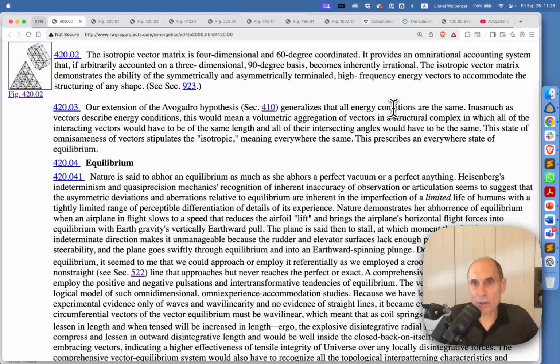3. Our extension of the Avogadro hypothesis generalizes that all energy conditions are the same. Inasmuch as vectors describe energy conditions, this would mean a volumetric aggregation of vectors in a structural complex in which all of the interacting vectors would have to be of the same length and all of their intersecting angles would have to be the same. This state of omnisameness of vectors stipulates the isotropic, meaning everywhere the same. This prescribes an everywhere state of equilibrium.